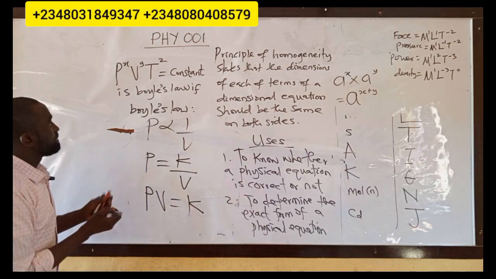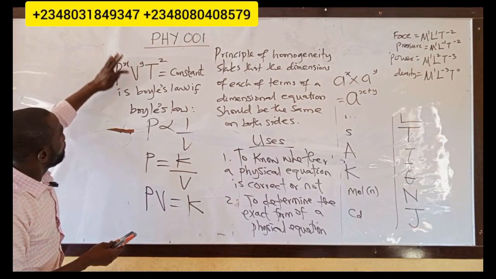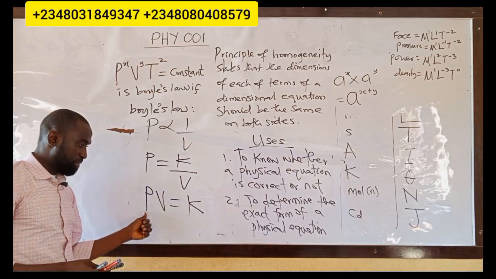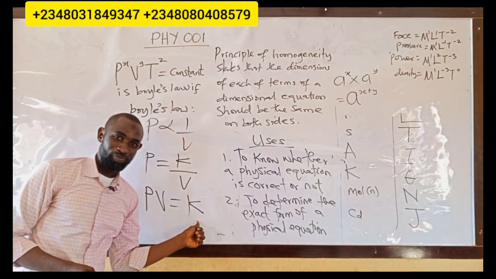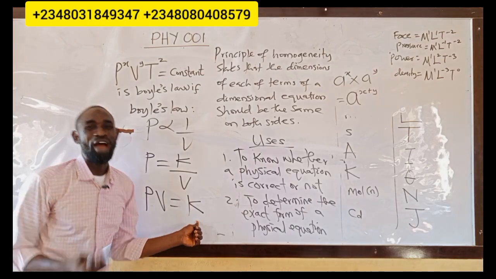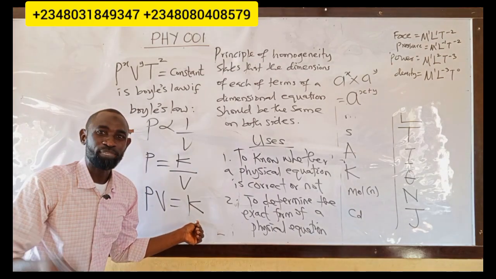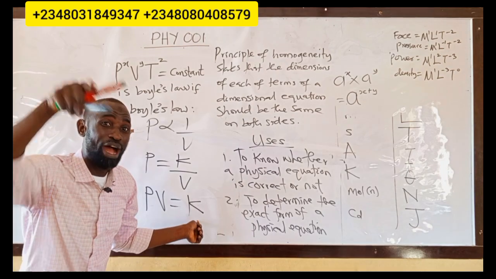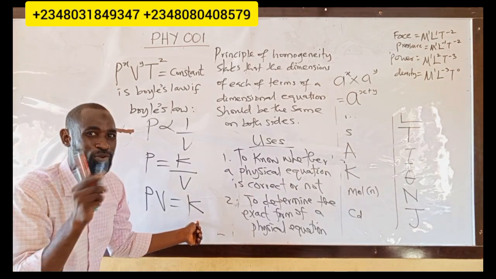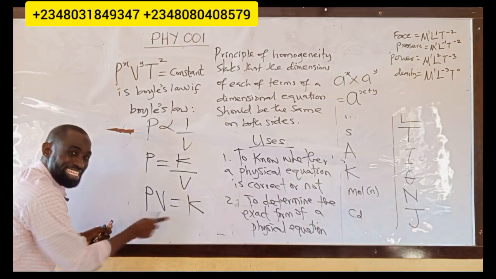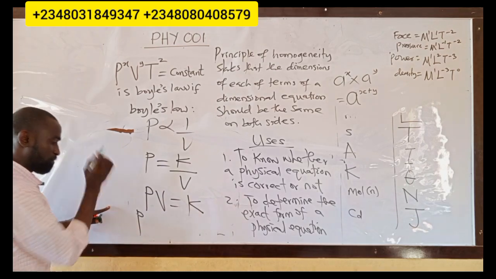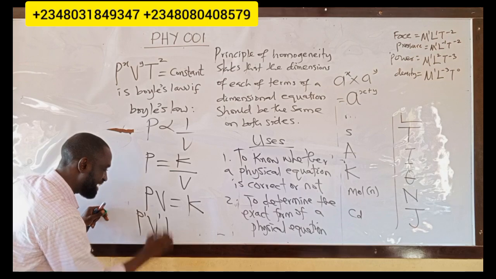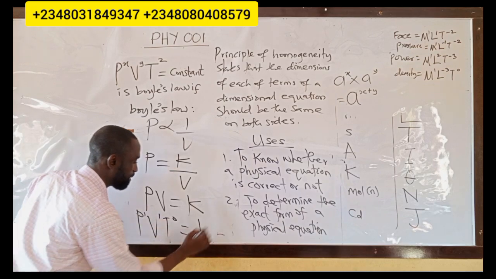You see it? The other one is P to the power x, V to the power y, T to the power z is a constant, and here we have PV. So it means T is missing. Why is T missing? Because that power is 0. Anything raised to power 0 is 1. So I will now rewrite this as P raised to power 1, V raised to power 1, T raised to power 0, equals a constant.